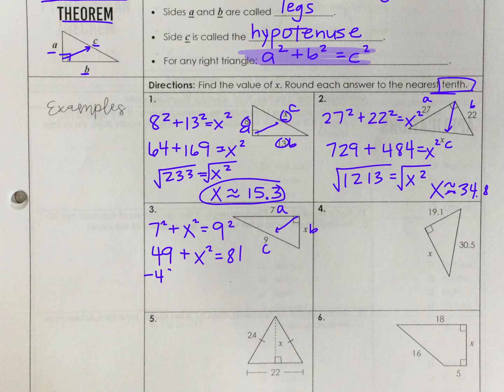I got to move that 49 by subtraction. Now I got x squared equals 32. And now I'm going to square root it to get rid of that squared. So x is going to be approximately, the square root of 32 is 5.7.